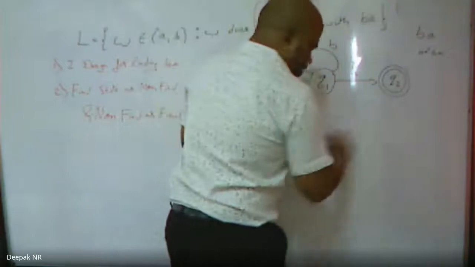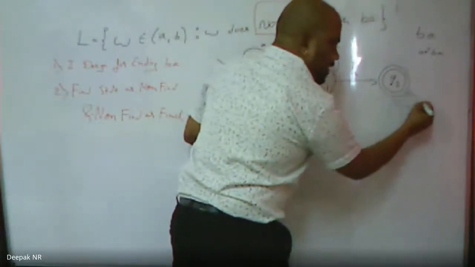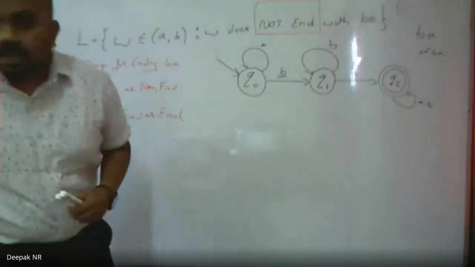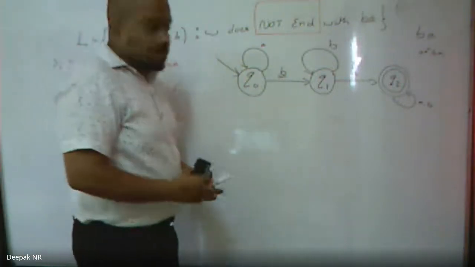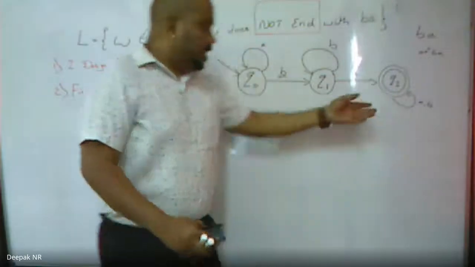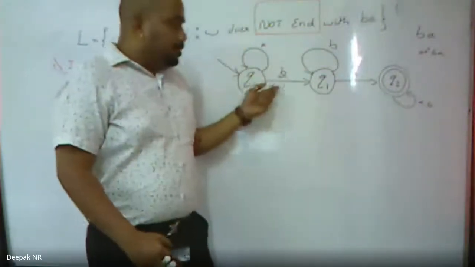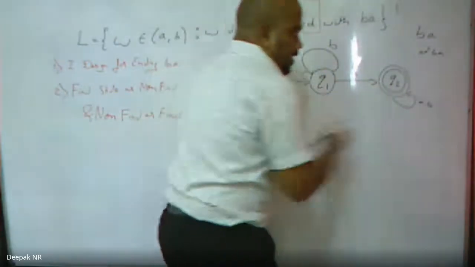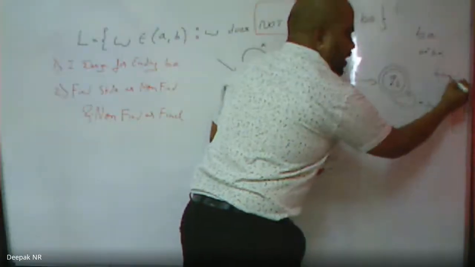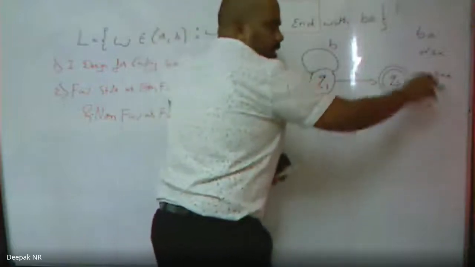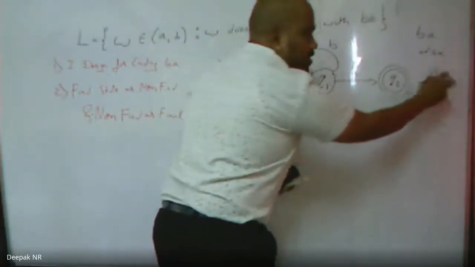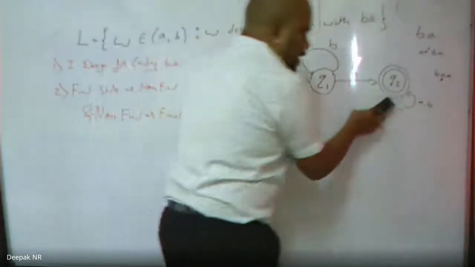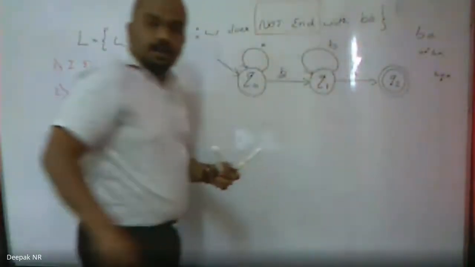Can I use a self loop and write AB? Yes or no? No, I can't write it, because my string says it has to end with AB. If I write a self loop, for example B, A, B, A, A, it goes to a final state, but the string is wrong. So hence, I can never write AB in a final state.